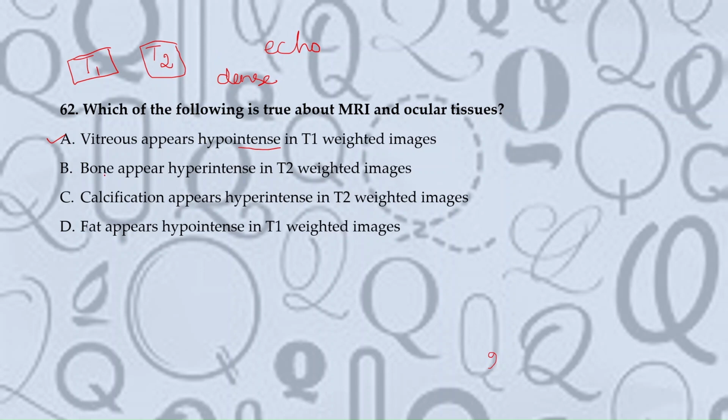Let's have a look at the other options. Bone appears hyperintense in T2 weighted images. This is wrong, because anything that is solid will always appear dark in MRI. Bone, calcification and water all are black. So it is not a good investigation to identify bony lesions. Calcification appears hyperintense, again wrong. Calcification also appears black in MRI, so it's of no use. Fat appears hypointense in T1 weighted images. This is also wrong, because fat appears very bright in T1 weighted images.